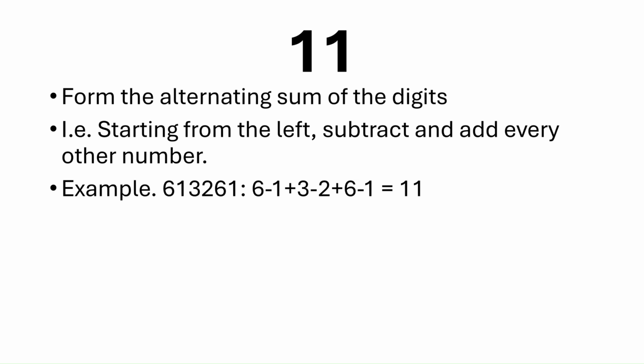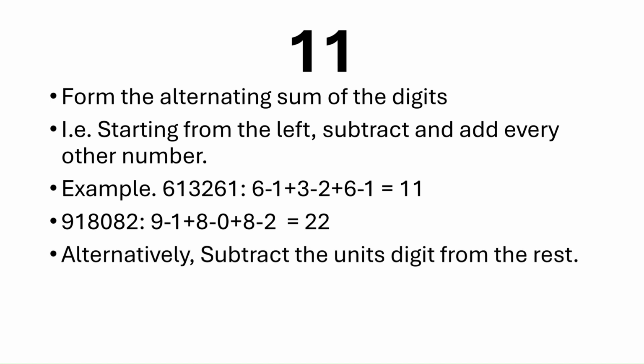Example: 613261, 6 minus 1 plus 3 minus 2 plus 6 minus 1 is equal to 11. 918082, 9 minus 1 plus 8 minus 0 plus 8 minus 2 equals 22. Alternatively, subtract the unit's digit from the rest. 605, 60 minus 5 is equal to 55, which is a multiple of 11.